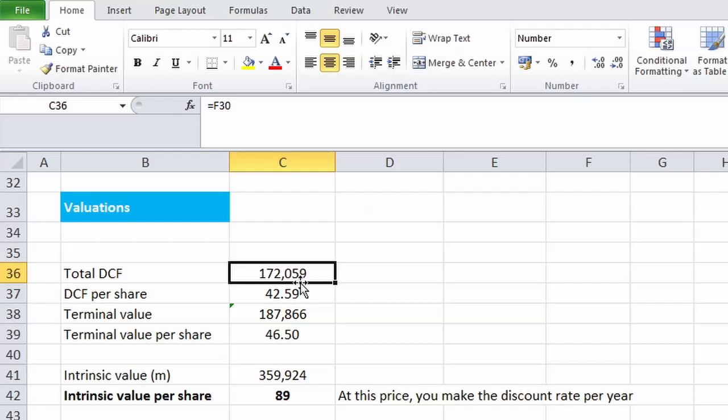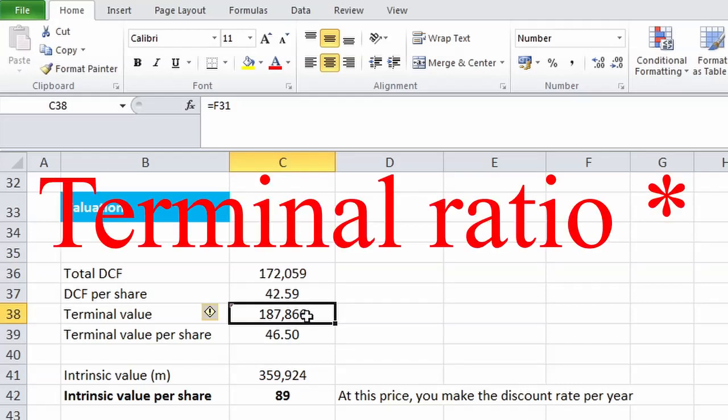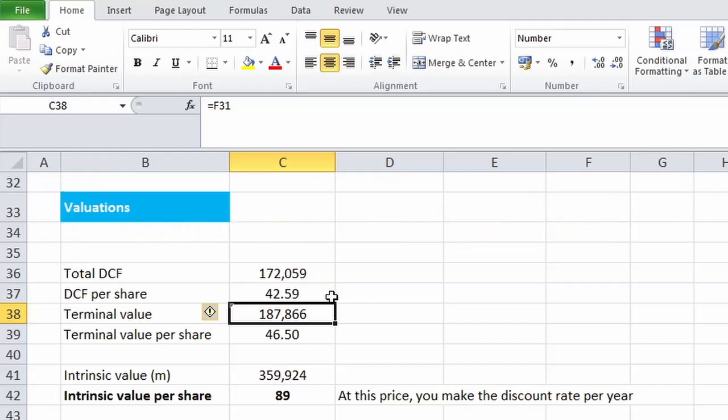So valuation-wise, discounted cash flow is comprised of the total sum of the 10 years worth of discounted cash flows, plus the terminal value, which is the final year's discounted cash flow, multiplied by the PE ratio. And what that therefore equates to is, in this case, $42 a share, $47 a share, rounded. Add those two together, you get an intrinsic value of $360 billion divided by the number of shares above, 89.